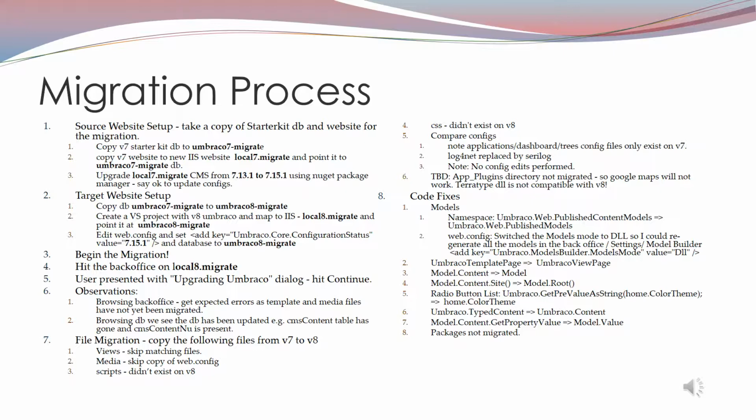Typically you would compare all the configs, as you generally make changes to them as you develop a production site. But I just did a comparison to see what was different. I just noticed some of the standard config files have gone: applications, dashboard, trees. log4net is replaced by Serilog. I didn't change any of the config files and just carried on.